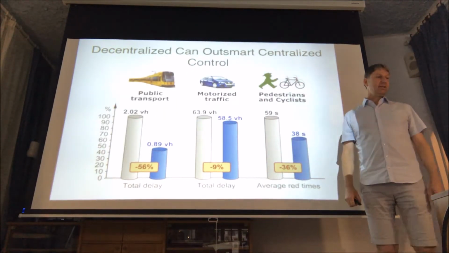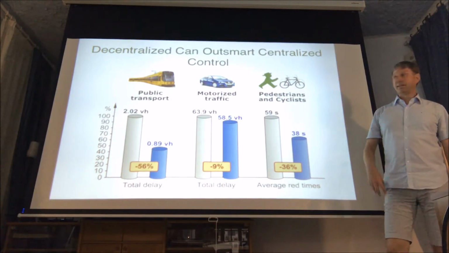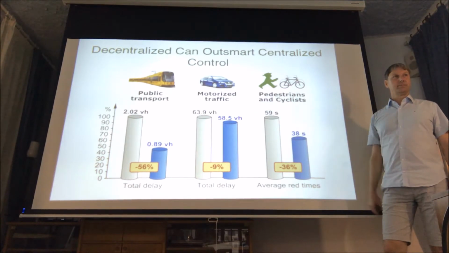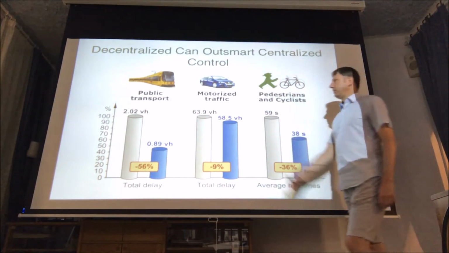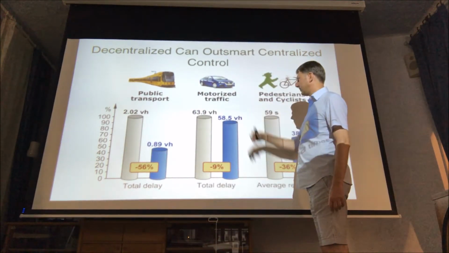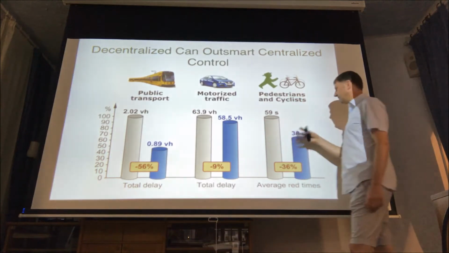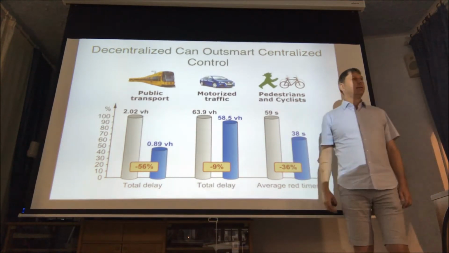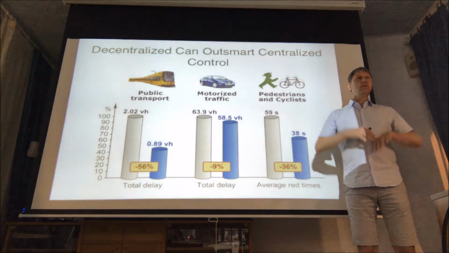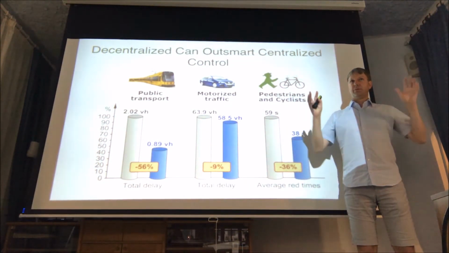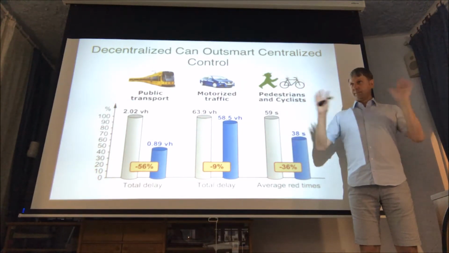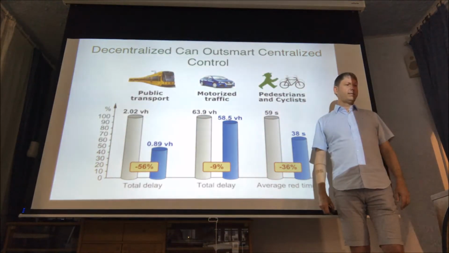So it turns out a self-organized, decentralized approach can outsmart centralized control a lot. Public transport is gaining a lot, but not at the cost of individualized traffic. Pedestrians and cyclists are gaining a lot. It's also good for the environment. It's a totally new approach for a complex optimization problem. Bottom-up coordination outcompetes our classical approaches.